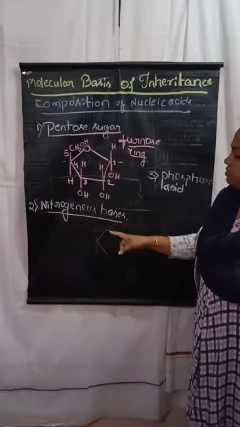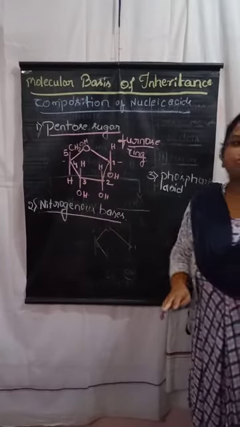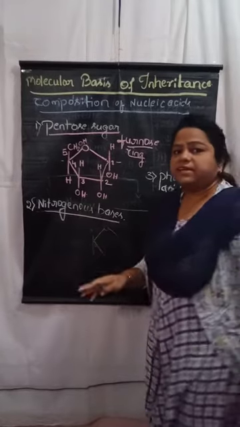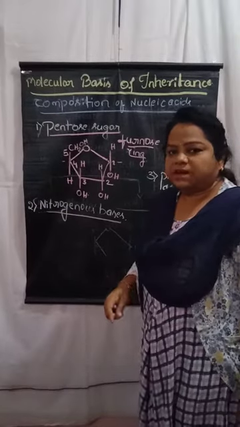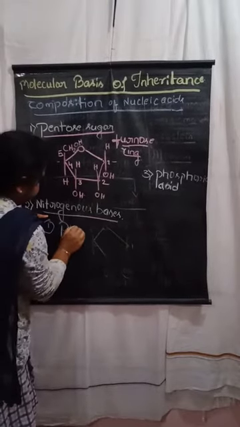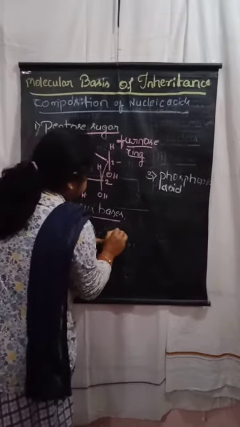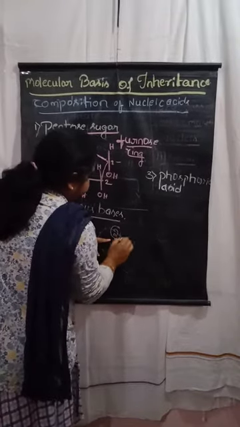So these nitrogenous bases are of two types. What are those two types? The first one is purines. The second is pyrimidines.